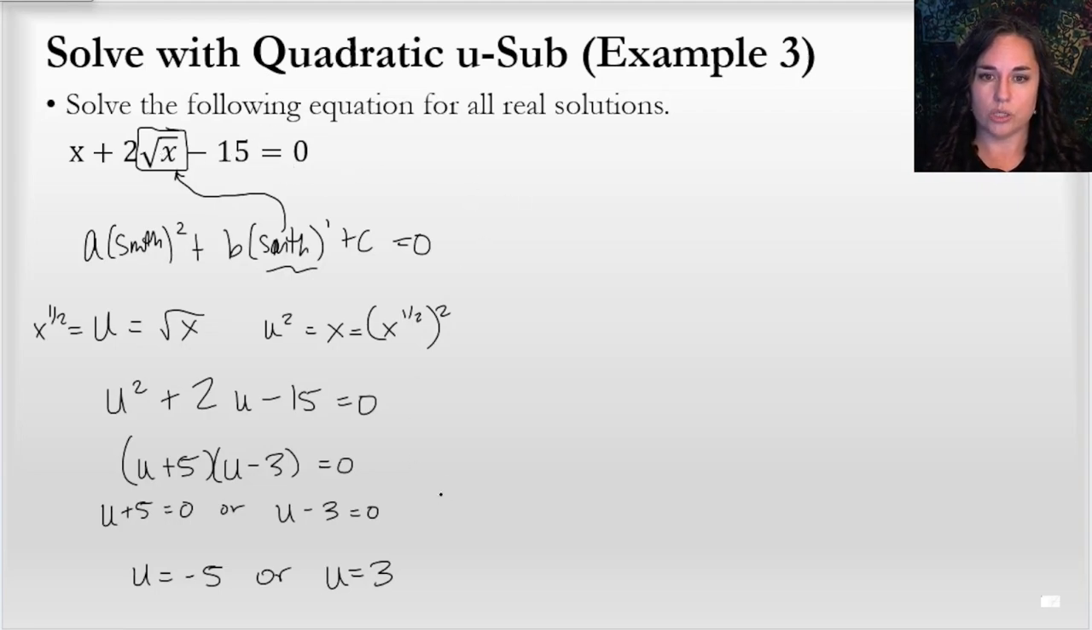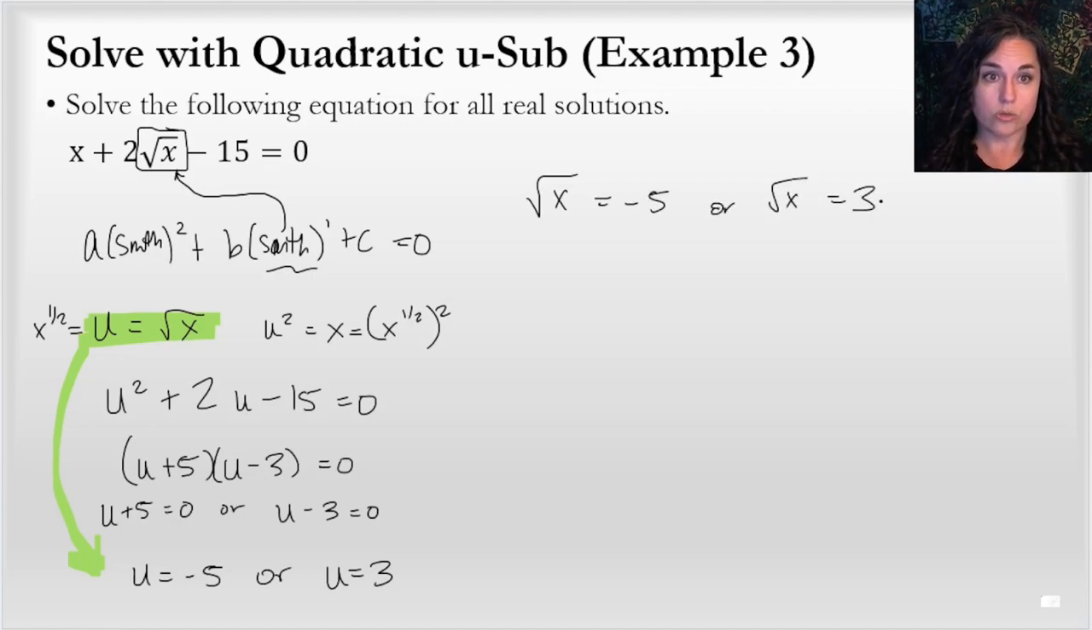Okay, so now that we have u solved for, I'm going to go back to my original substitution and bring it back down here and say that u equals negative 5 and u equals the square root of x, so the square root of x has to equal negative 5, or the square root of x equals 3.